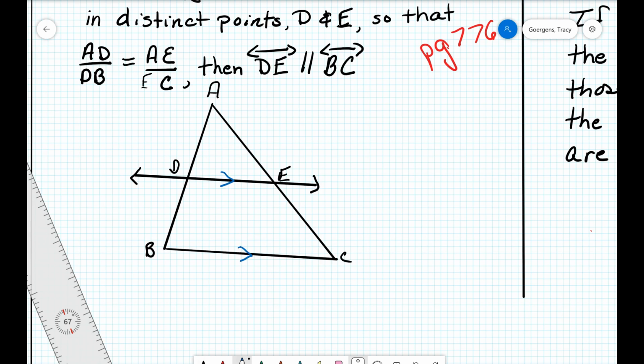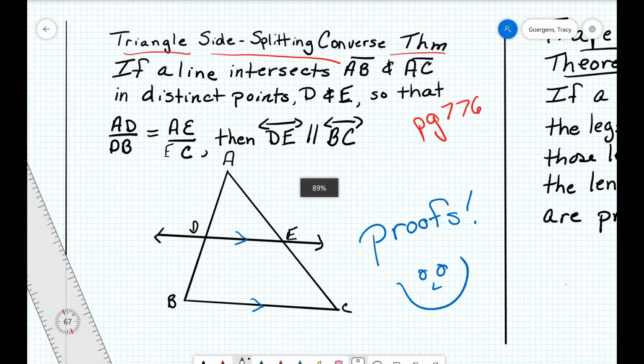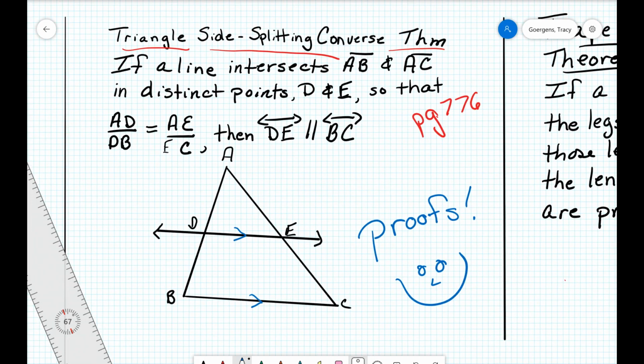And that's important when we write our proofs. I know you all are so excited. This is good when we write our proofs, when it's asking us if we have lines that are parallel. So if you can prove they're proportional, then you can say, based on the triangle side splitting converse theorem, that the two lines are parallel. Okay, so that was the second theorem.